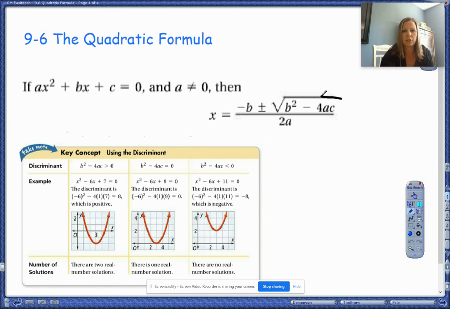The discriminant is the portion just under the radical. It's the b squared minus 4ac. When you solve for b squared minus 4ac, if that answer is greater than 0, then you have two real solutions. If it's equal to 0, you have one real solution. And if it's less than 0, you have no real solutions.